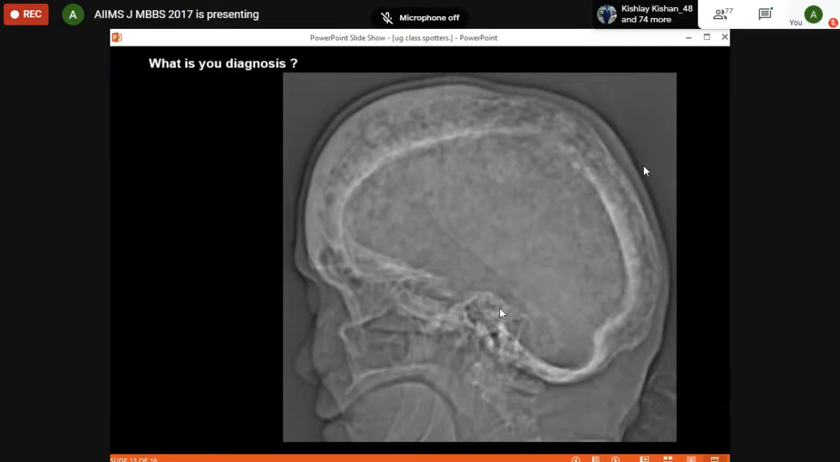Yeah, keep on guessing, you're going right. I'll ask the direct question: where do you see all these fluffy cotton wool kind of opacities and enlarged or dilated diploic spaces with a widened skull vault? So cotton wool skull is the question. And there's another important finding here.